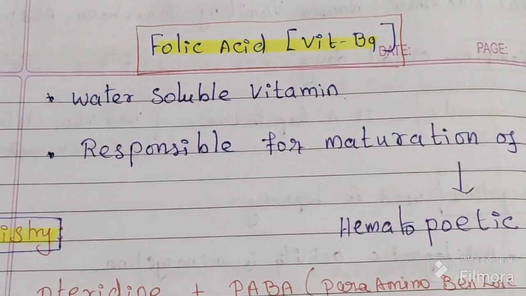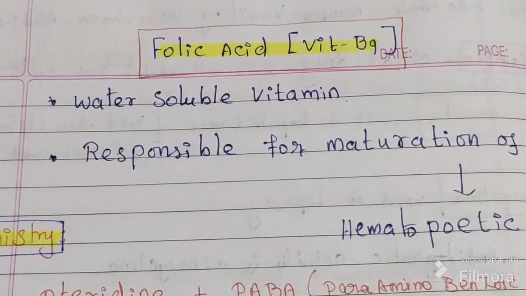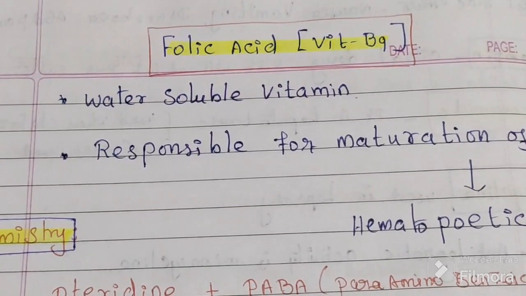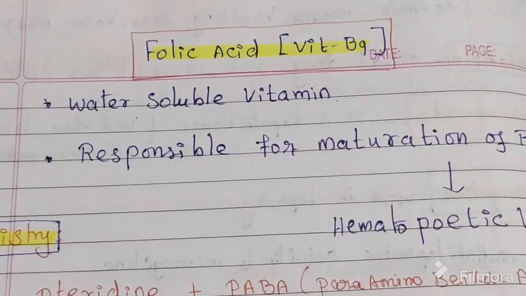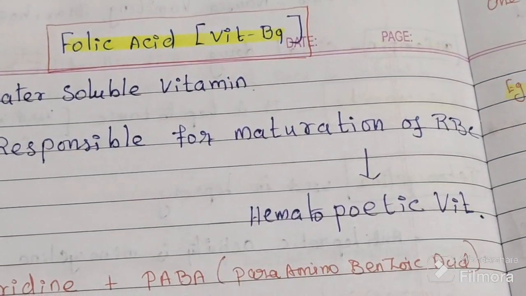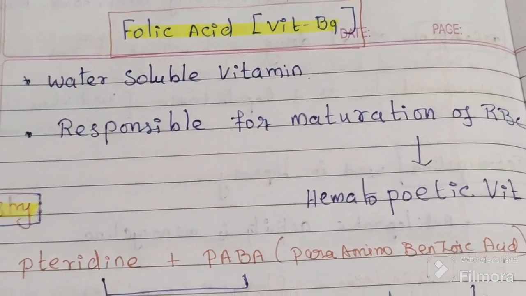In this video, we'll discuss folic acid. Another name of folic acid is vitamin B9. It is a water-soluble vitamin and responsible for maturation of RBC. That's why it is known as hematopoietic vitamin.